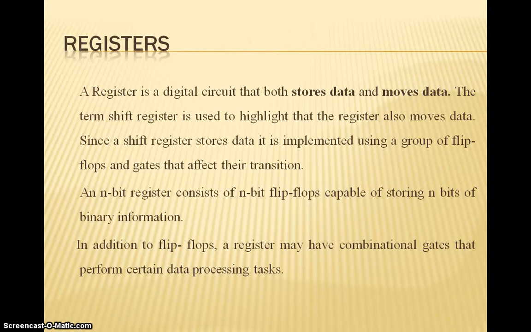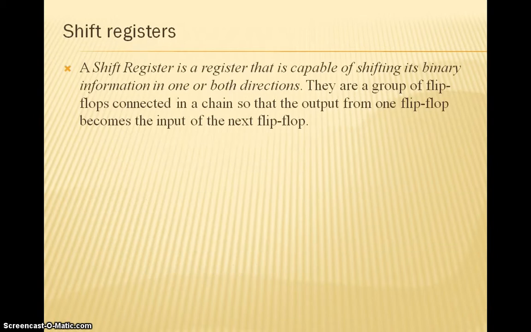Since a shift register stores data, it is implemented using a group of flip-flops and gates that affect their transition. An n-bit register consists of n flip-flops capable of storing n bits of binary information. In addition to flip-flops, a register may have combinational gates that perform certain data processing tasks.